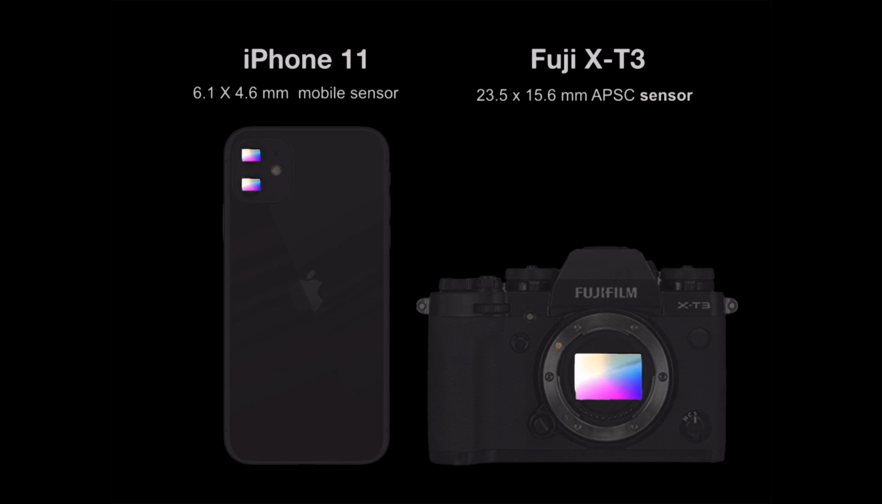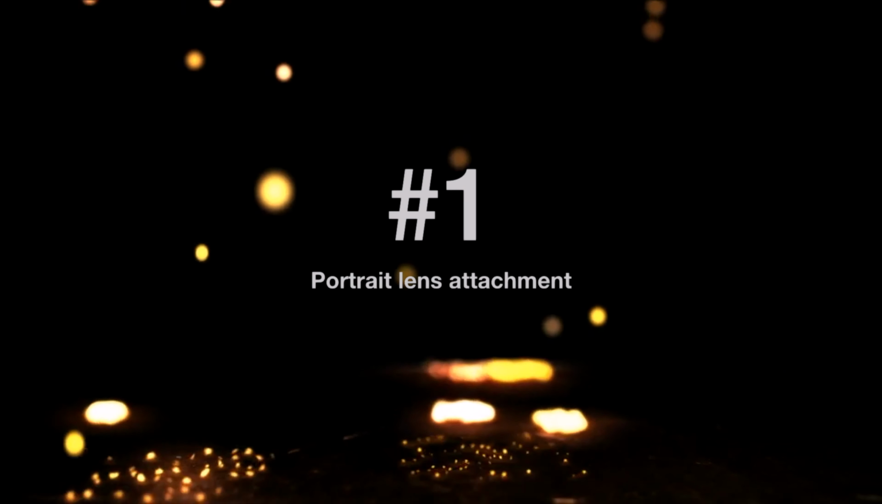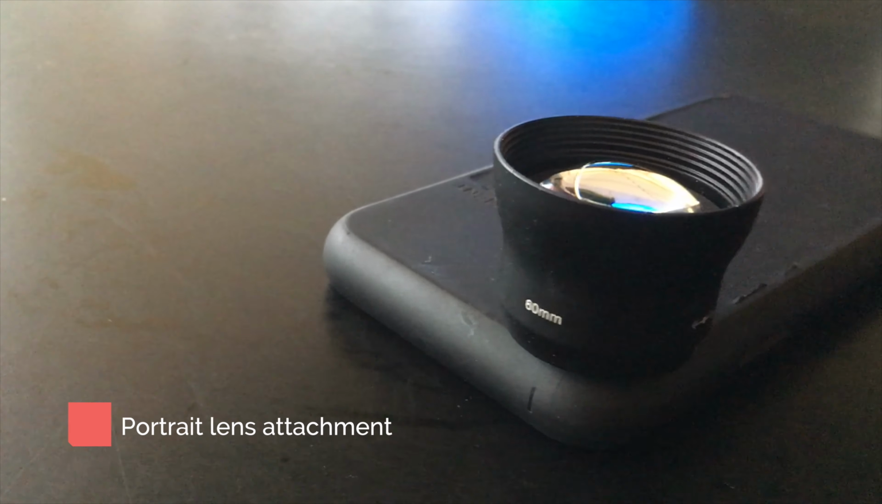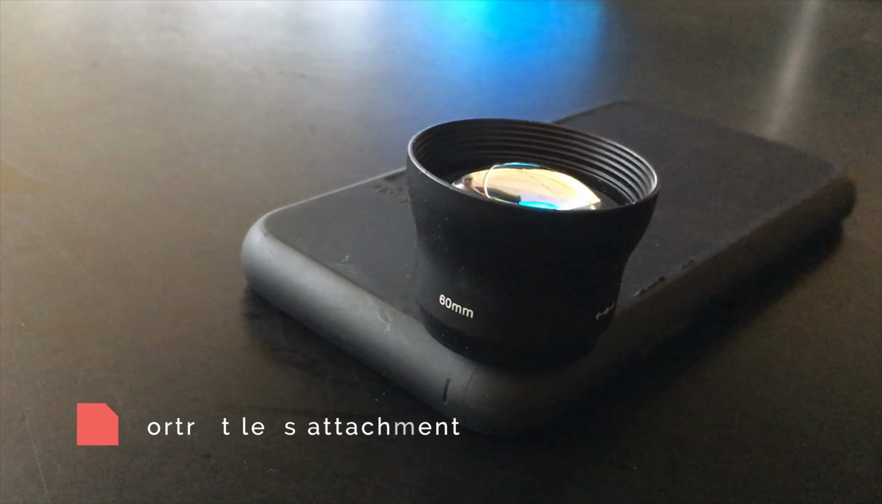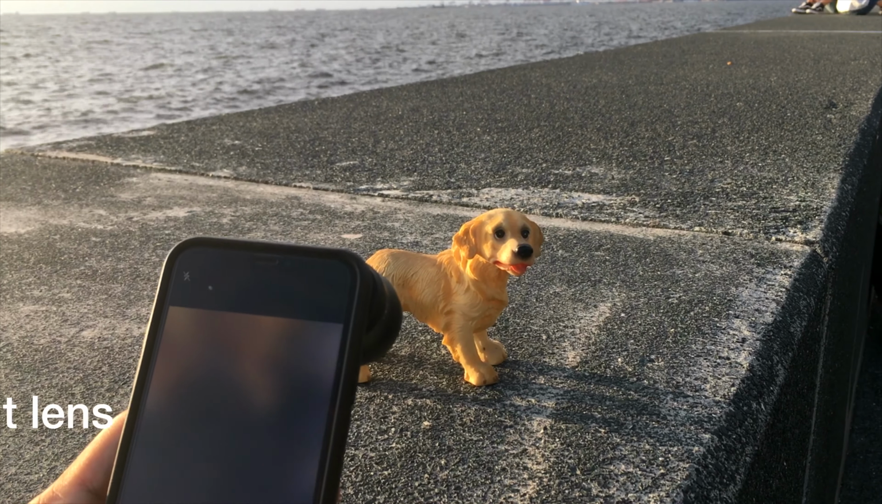So what do we do about it then? Without further ado, let's list 3 options for the iPhone. Number 1. Use a portrait lens attachment. The portrait lens attachment turns a wide-angle lens into a telephoto. All things being equal, a longer focal length contributes to a better blur.